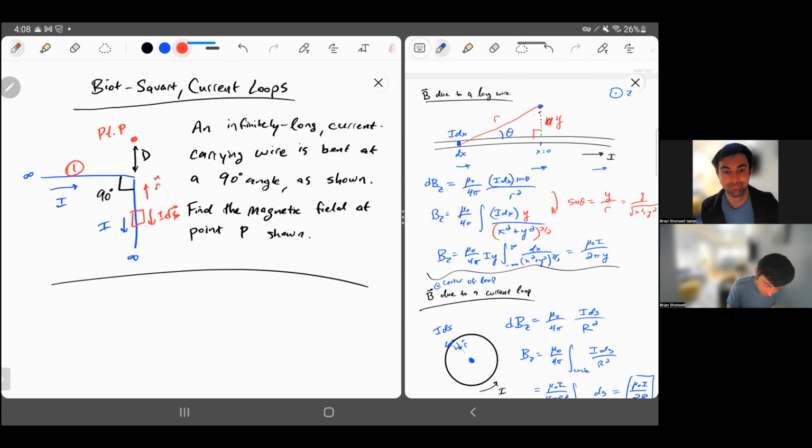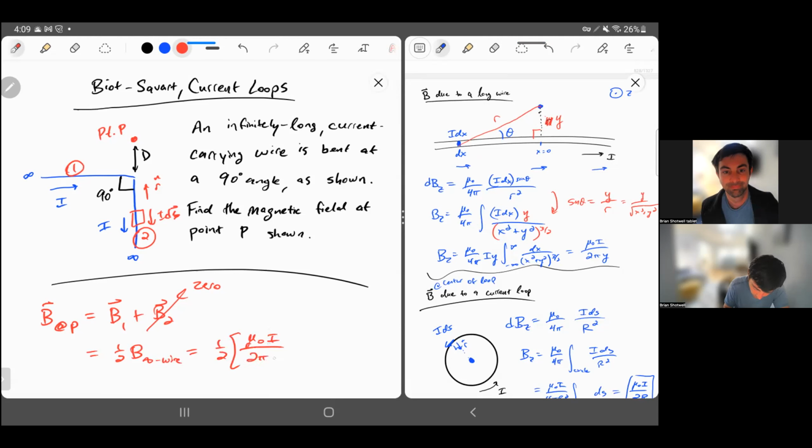In other words, if we split this up into contributions 1 and 2, the total magnetic field at point P is the magnetic field contribution due to the first part of the wire plus the contribution due to the second part of the wire. The second one is going to be 0 because you're summing up a bunch of zero contributions. And B1 is going to be 1/2 the magnetic field due to an infinitely long wire. We saw before that this was mu naught I over 2 pi r. Here we're labeling the distance from the wire d.